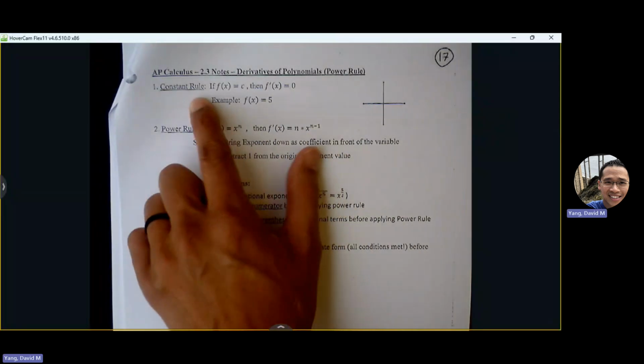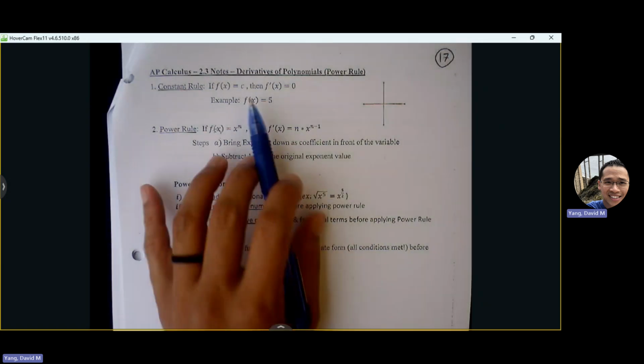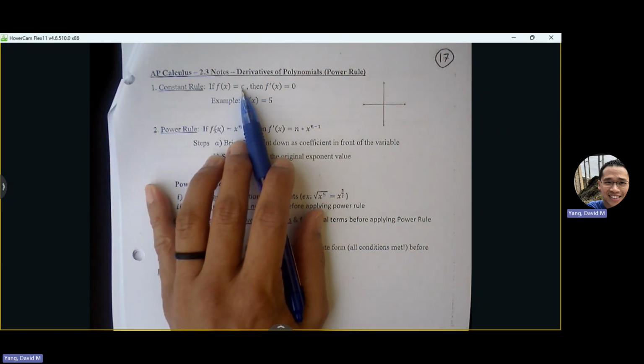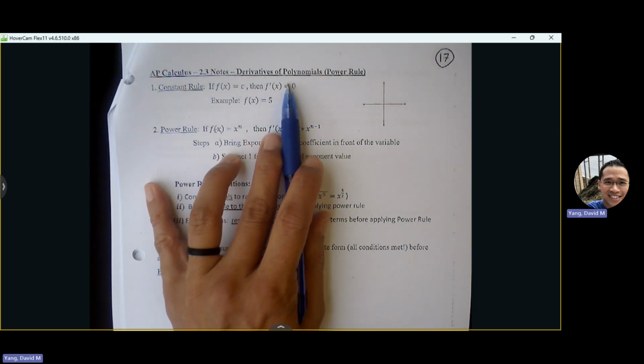So the first is the constant rule. We're going to keep saying derivative, but I also want us to understand derivative is just slope. It's a more robust version of slope. It's slope of a curved region, but we can still do derivative of a linear function, which is just going to be slope. So if my function is just a constant, then my derivative is always going to be 0.